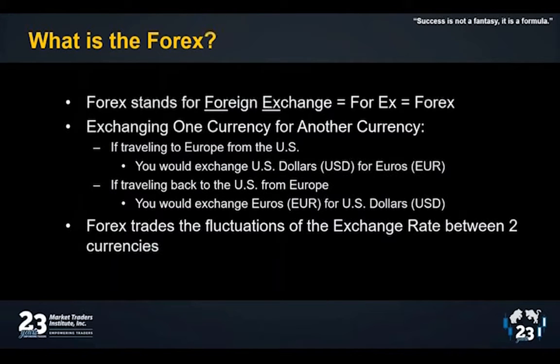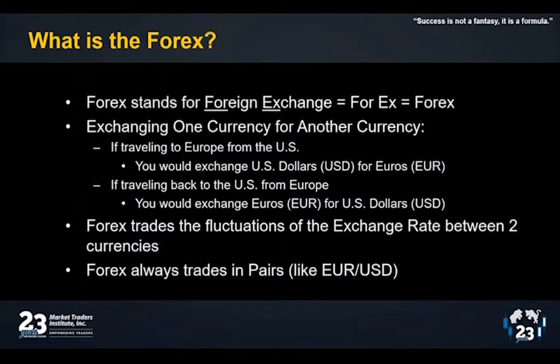So Forex trades the fluctuations of the exchange rate between two currencies. So it's always two pairs, like the US dollar, euro, euro, Japanese yen, Swiss franc, New Zealand. It's always that. It's just the fluctuations. It's the exchange rate, okay?